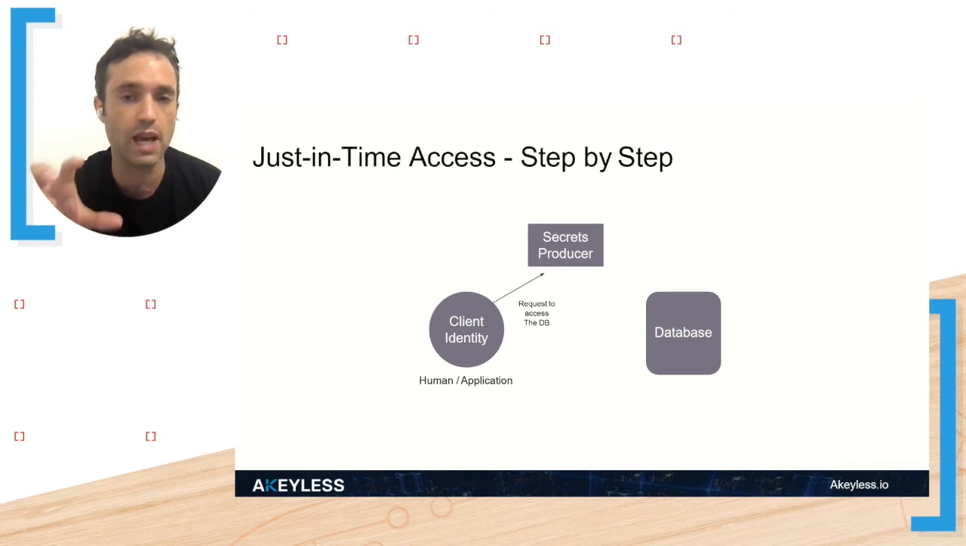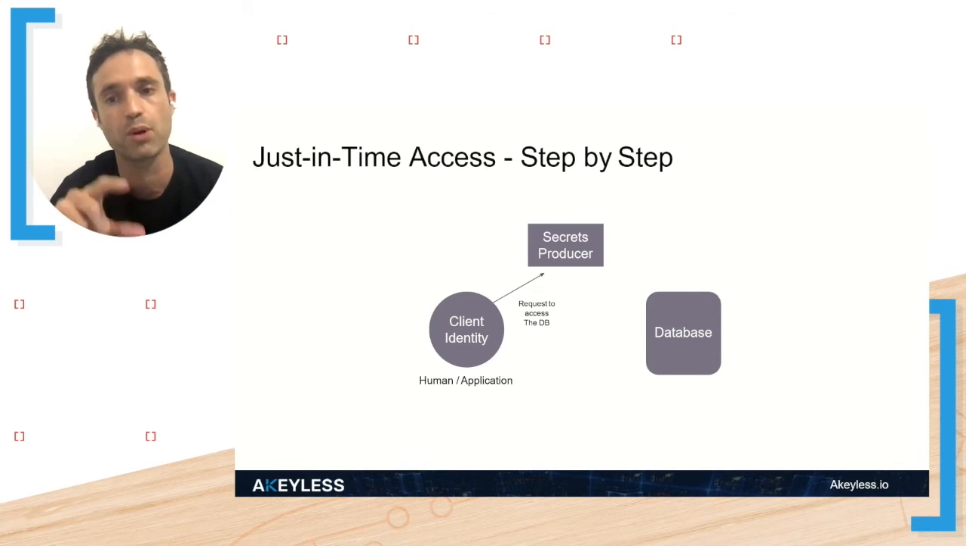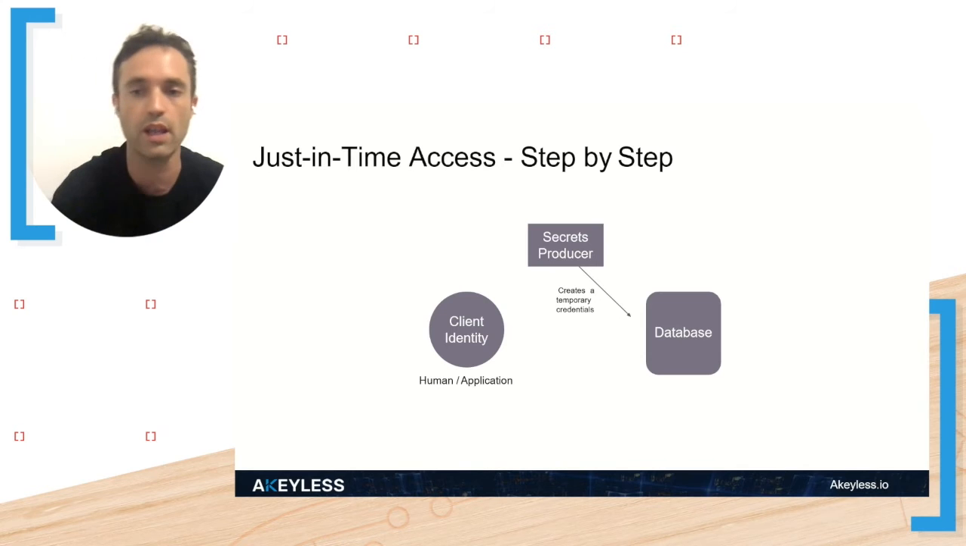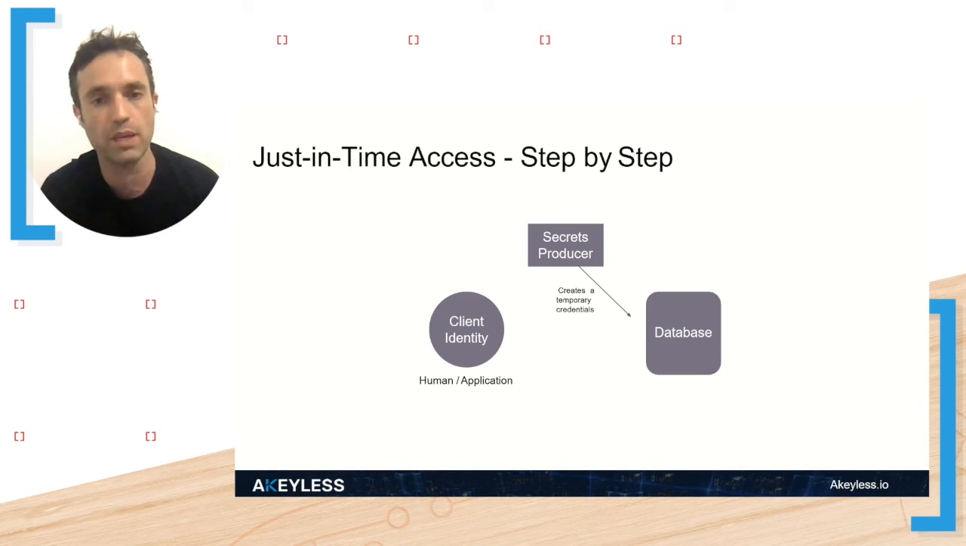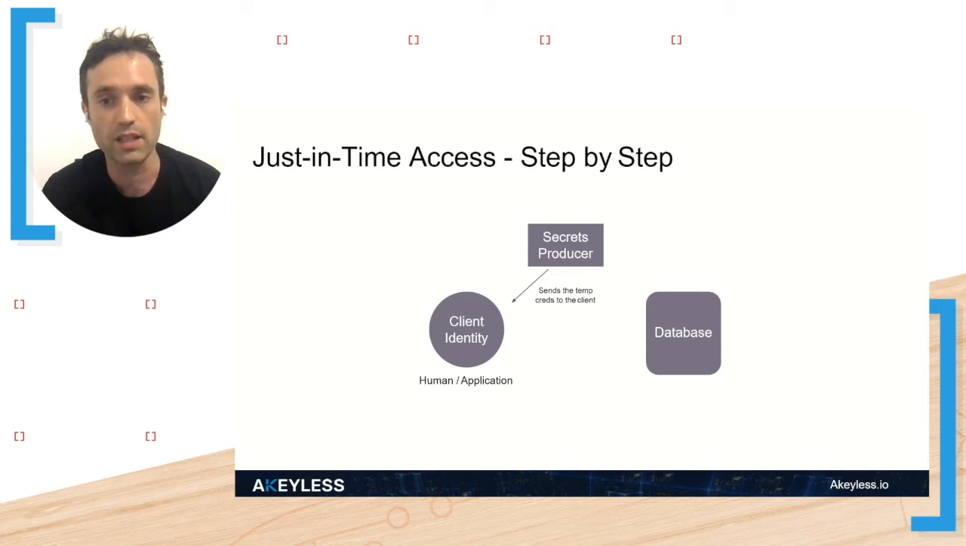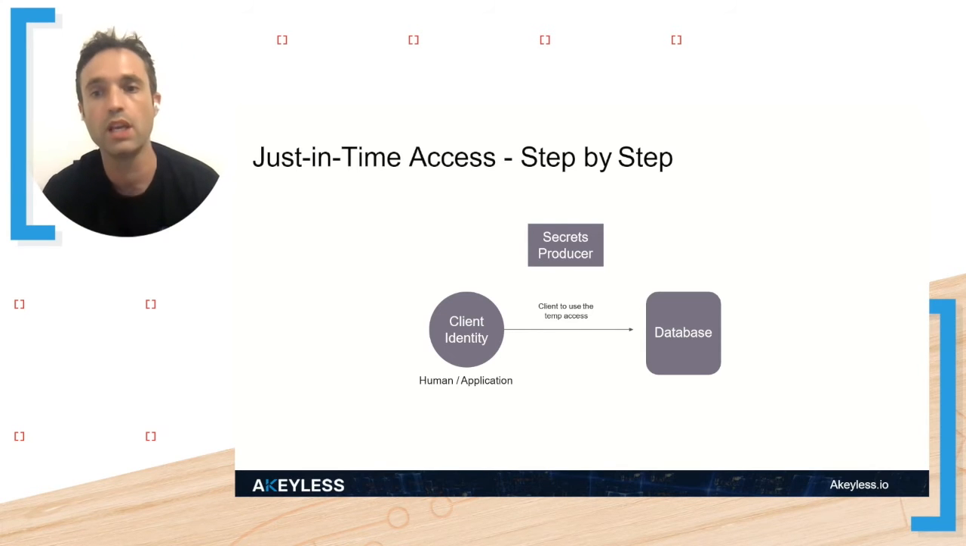So on the first step, the client identity, which again can be either human or application, would ask to access that database. But instead of approaching the database itself, it will approach the secrets producer. Now, the secrets producer will authenticate the client identity using whatever authentication method is out there, either SAML, OpenID, AWS IAM role, Azure Identity, and so on. And then it will go to the database and ask to create temporary credentials right now. After those temporary credentials were created, the client identity would receive the temporary credentials from the secrets producer. And by that, the client identity would be able to use those temporary credentials in order to access the database itself.